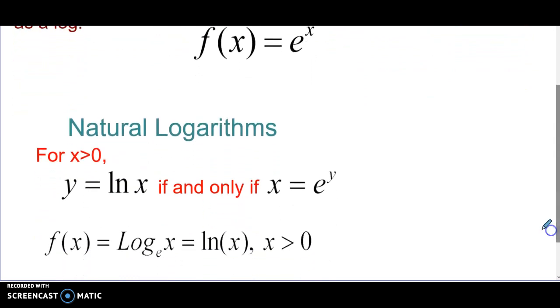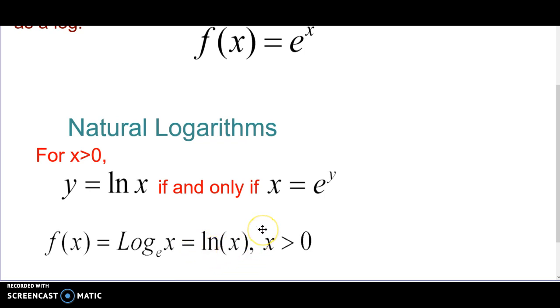The natural log is defined when x is greater than 0. It is the same thing as log base e of x. But instead of writing log base e of x, we just write natural log of x. Now, you might be wondering, why don't we write NLX? And why is it LNX? I don't know. I didn't make it up.